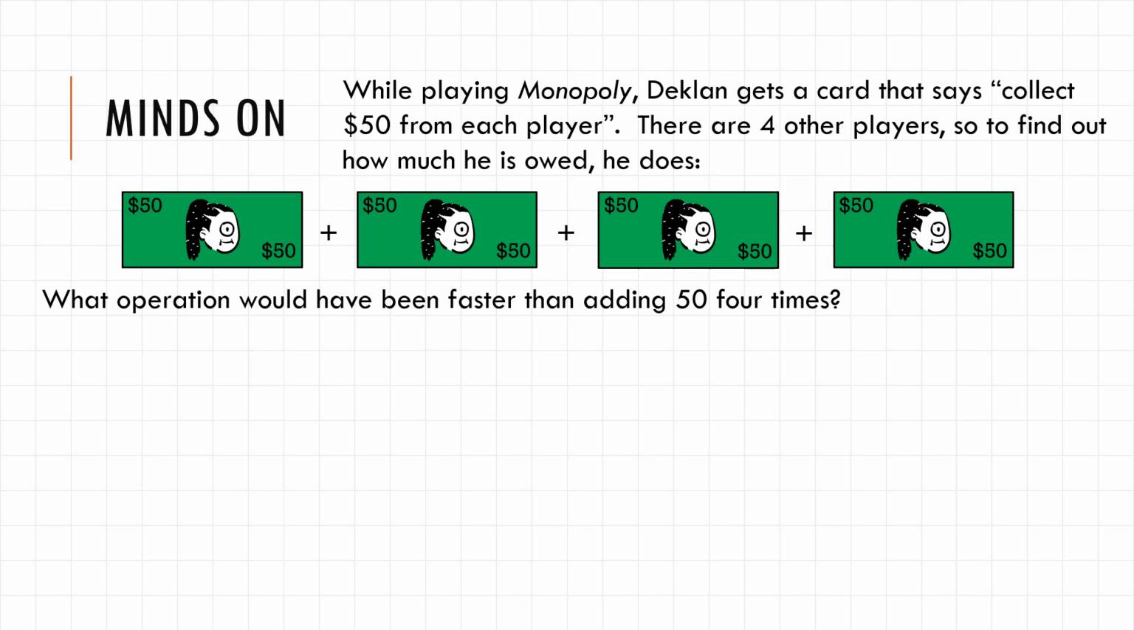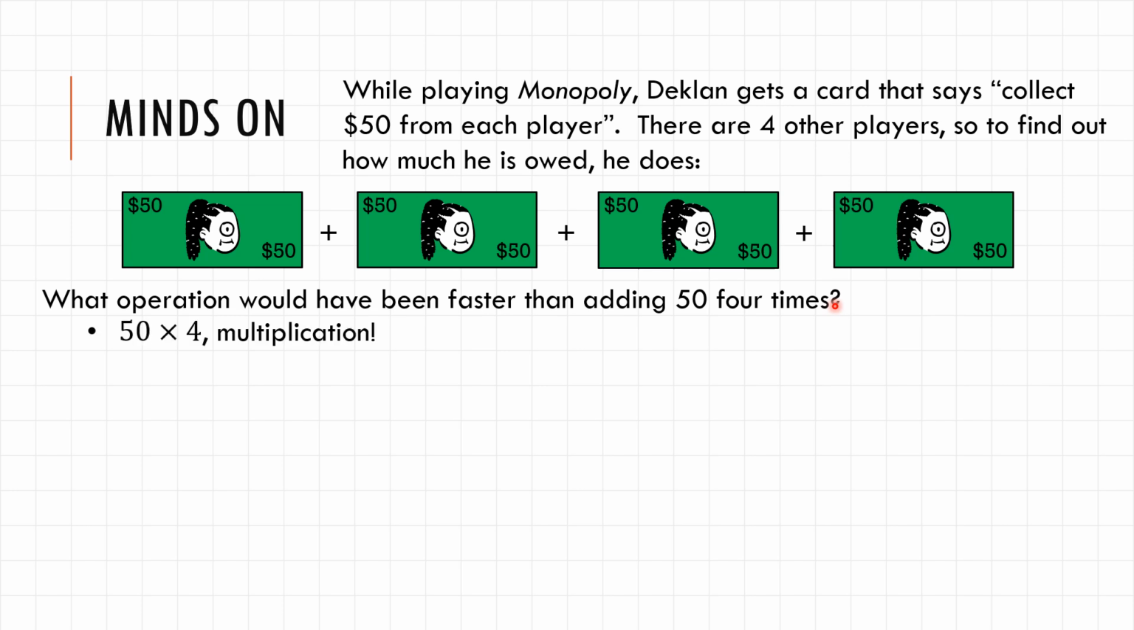To start off, when playing Monopoly, Declan gets a card that says collect $50 from each player. There are 4 other players, so to find out how much money he's owed, he just goes 50 plus 50 plus 50 plus 50, and he finds out that in total that would be 200. But what operation would have been faster than adding the same number 4 times? Pause the video here and think about that.